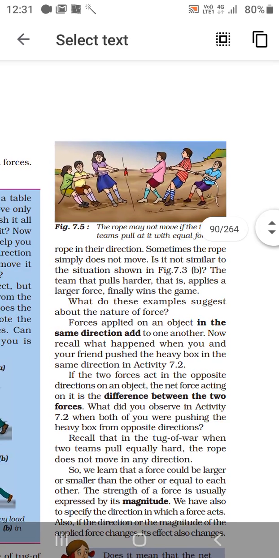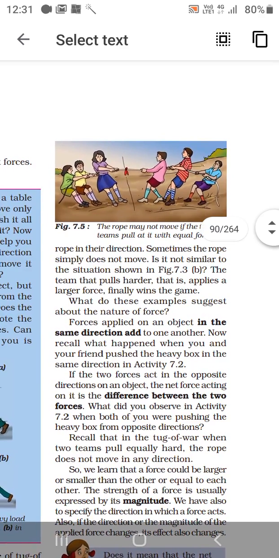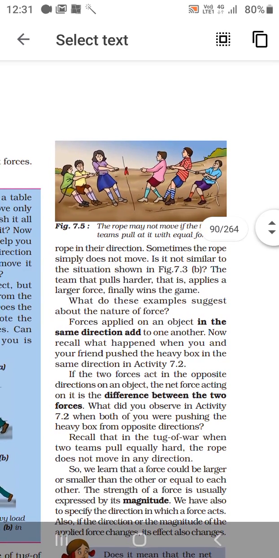But if you apply force in the same direction, then the forces add up. The net force is the addition of those two forces.